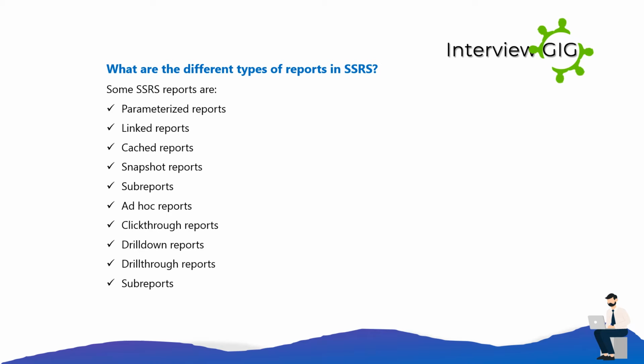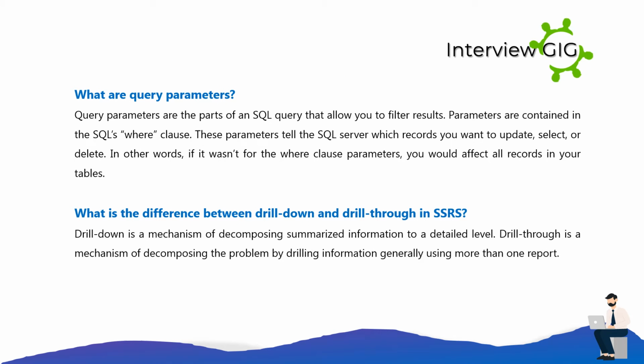What are the different types of reports in SSRS? Some SSRS reports are: parameterized reports, linked reports, cached reports, snapshot reports, sub-reports, ad hoc reports, click-through reports, drill-down reports, drill-through reports. What are query parameters? Query parameters are the parts of an SQL query that allow you to filter results. Parameters are contained in the SQL WHERE clause. These parameters tell the SQL server which records you want to update, select, or delete. In other words, if it wasn't for the WHERE clause parameters, you would affect all records in your tables.